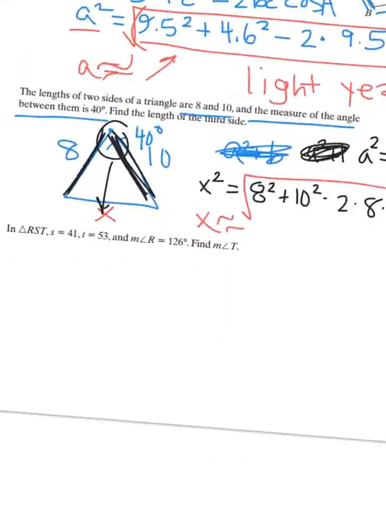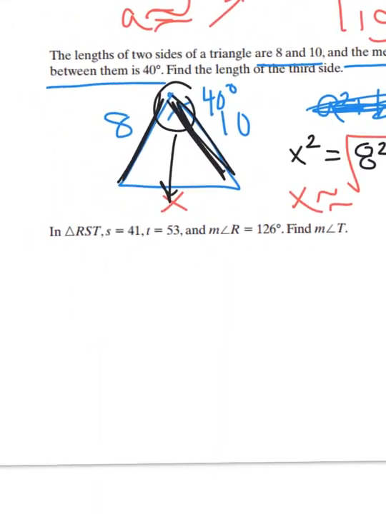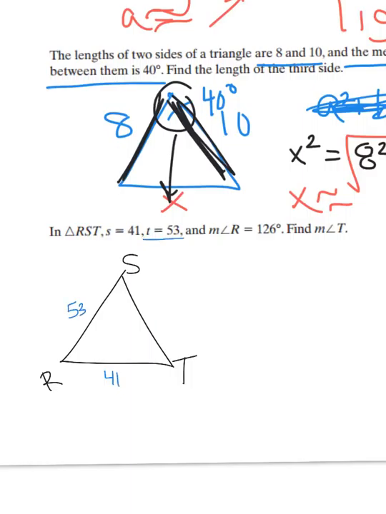And the last example. I'm going to do a lot more in class, but the last example. Draw a triangle, RST. Side S is 41, opposite side T. Side T is 53. Angle R is 126. Find the measure of angle T. This measure.